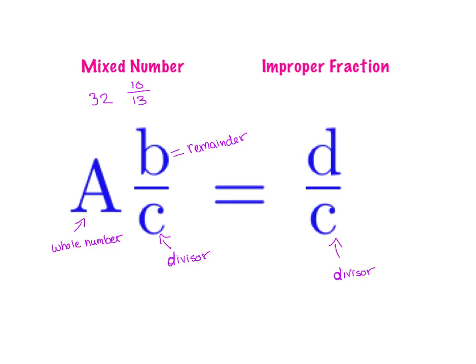Okay, on this one, the C is the same thing. This is the divisor. But D is what we were dividing, and that's what we call the dividend.